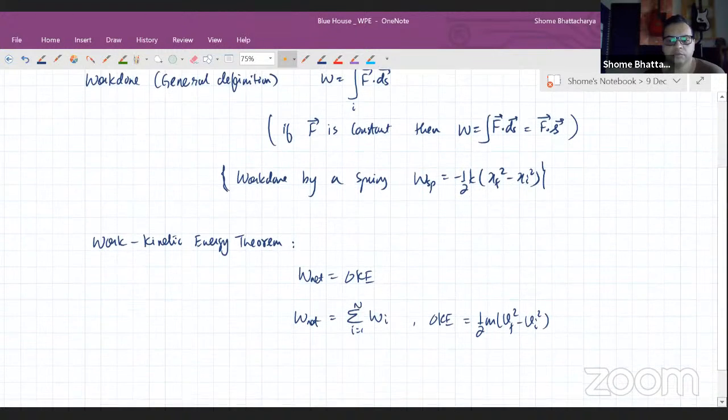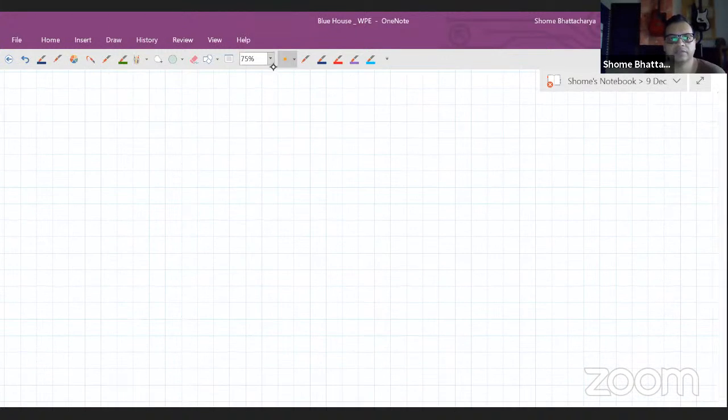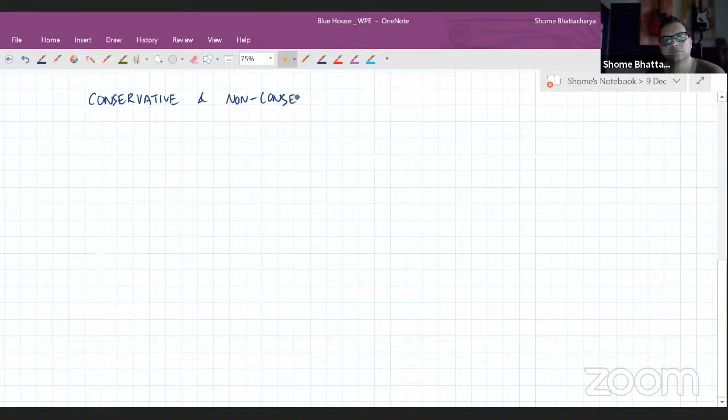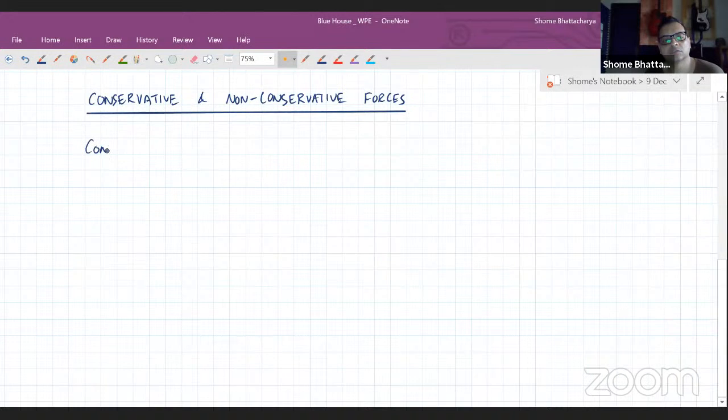Now today we will start with one important definition: conservative and non-conservative forces. So let's start by understanding conservative forces.